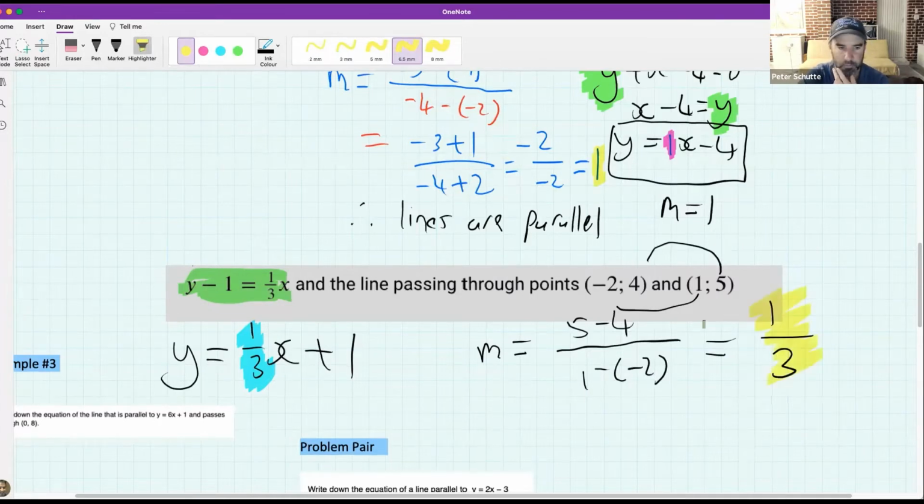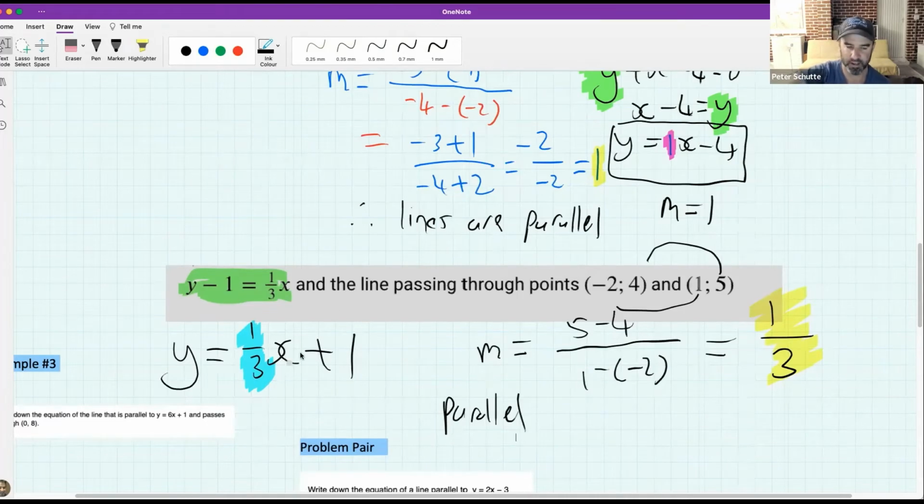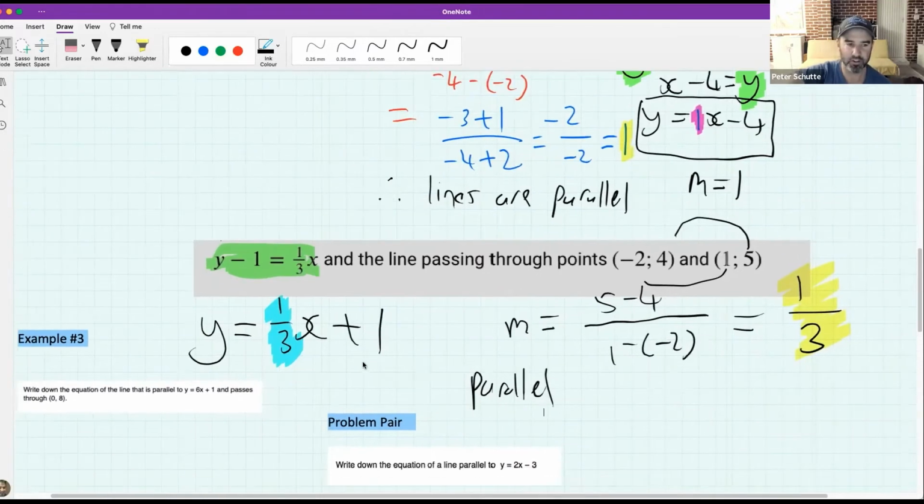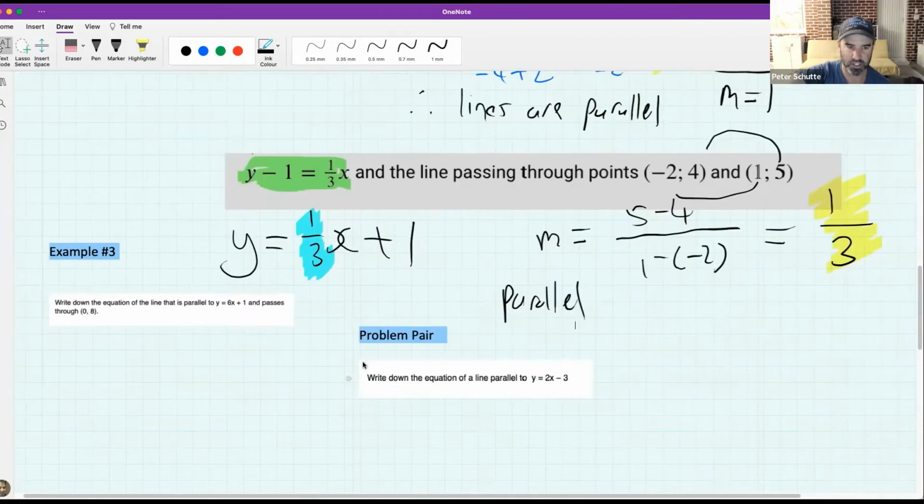What are your answers going to be, guys? So I agree. The gradients are the same, so they are going to be parallel. Perfect. Okay, we're almost done. In fact, I'm going to push the break back a little bit because you guys are doing so well that we can actually finish this topic, this part here.